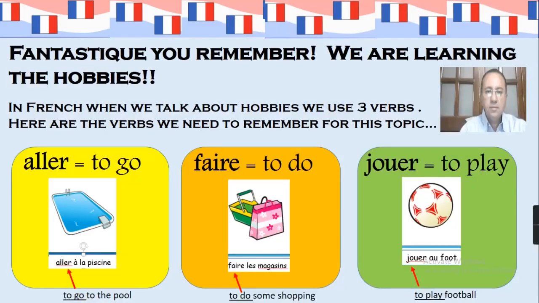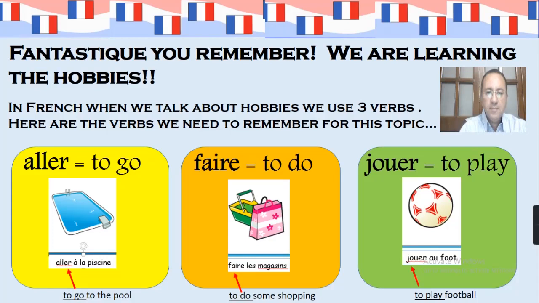Good. So to speak about the hobbies that we are doing in French, we use three different verbs. These are the verbs that you can see here in this slide. Aller, to go, faire, to do, and jouer, to play. Today we will focus on only two verbs, verbe jouer, to play, and verbe faire, to do.